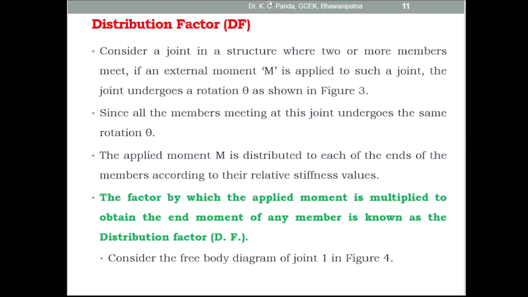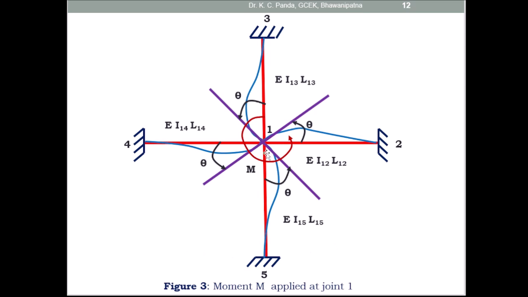Then coming to what is distribution factor. Consider a joint in a structure where 2 or more members meet. If an external moment M is applied to such a joint, the joint undergoes a rotation theta as shown in figure 3. So look at this figure. Here, due to the moment applied at the joint, the same rotation takes place in all the members which are meeting at joint 1. So this is member 1 3, this is member 1 4, this is member 1 5, this is member 1 2. So 4 members meet at joint 1.